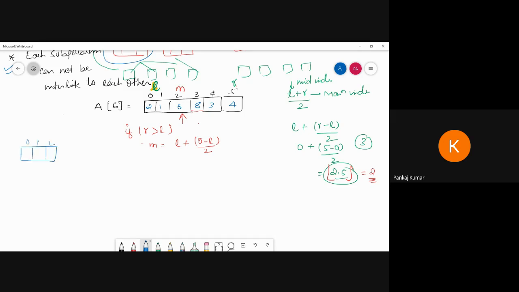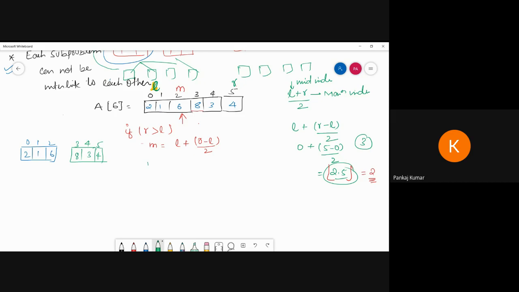The first part is indices 0, 1, 2 with values 2, 1, 6. The other part is indices 3, 4, 5 with values 8, 3, 4. Now see, when we divide the array, it doesn't mean the index values change. The index values remain the same. For this array the indices are 0 to 2, and for this array the indices run from 3 to 5. So after dividing, my array looks like this, and I can call merge sort.